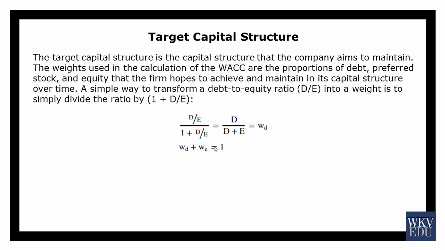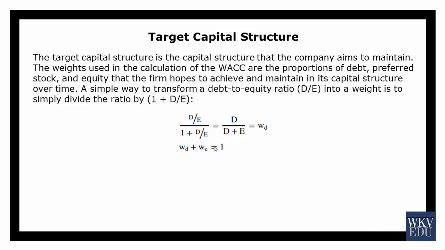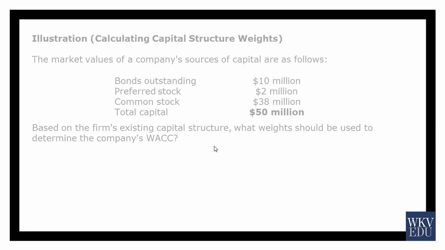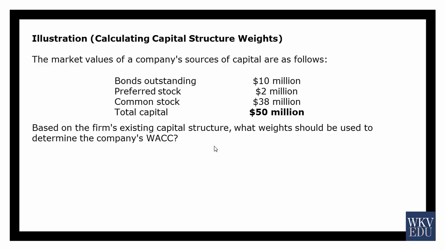If information about the target capital structure is not easily available, we can use the weights in the company's current capital structure as a proxy. The weights of the various components should be based on market values. Another option is to examine trends in the company's capital structure over time or statements by management regarding the company's capital structure policy to estimate the target capital structure. Let's look at an illustration that will help us to calculate the capital structure weights.